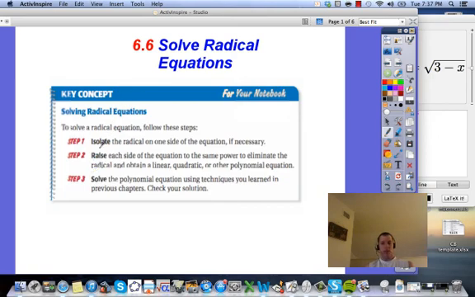Number one, you want to isolate the radical. You need to make sure nothing's being multiplied to the radical, nothing's being added to the radical. It needs to be alone, isolated, okay? Number two, you got to pay attention to the index because that's what you're going to raise each side to. So if it's an index 3, you're going to raise each side to the power of 3. And finally, you solve the polynomial equation, using techniques you've learned in previous chapters.